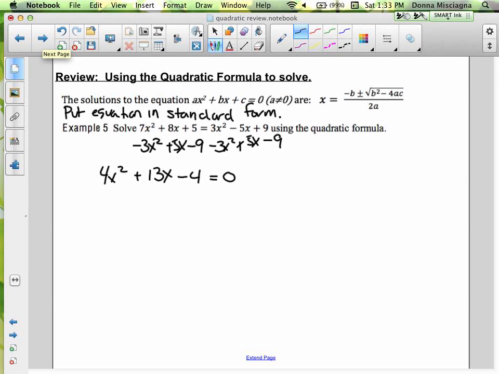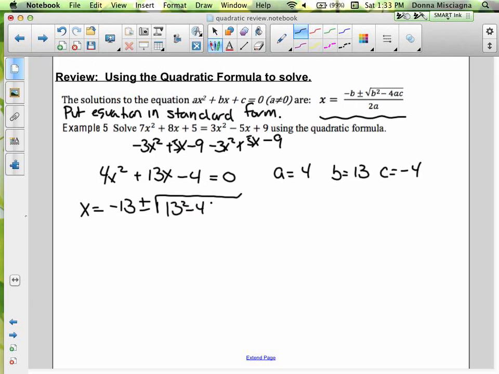All right, so now just as a reminder, I won't write the quadratic formula because it's right up there. Let's identify A, B, and C. A is equal to 4, B is equal to 13, and C is equal to negative 4. So we have x is equal to negative b, so that's going to be a negative 13, plus or minus the square root of 13 squared minus 4 times 4 times negative 4, and that's all divided by 2 times 4.